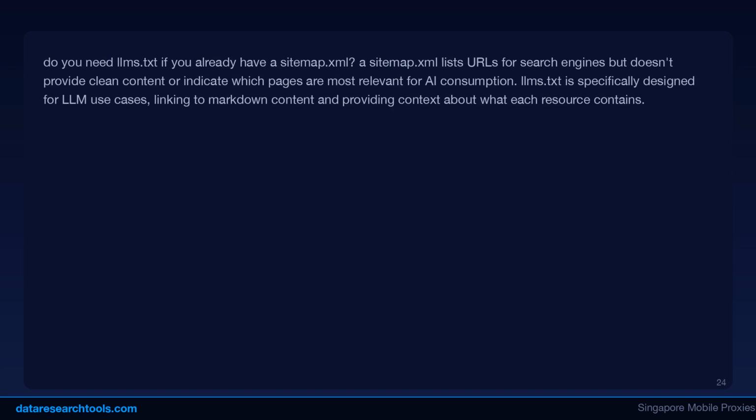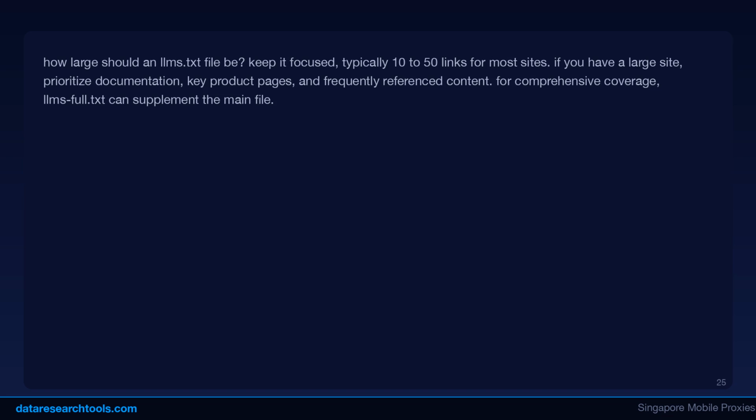Do you need llms.txt if you already have a sitemap.xml? A sitemap.xml lists URLs for search engines but doesn't provide clean content or indicate which pages are most relevant for AI consumption. llms.txt is specifically designed for LLM use cases, linking to markdown content and providing context about what each resource contains.